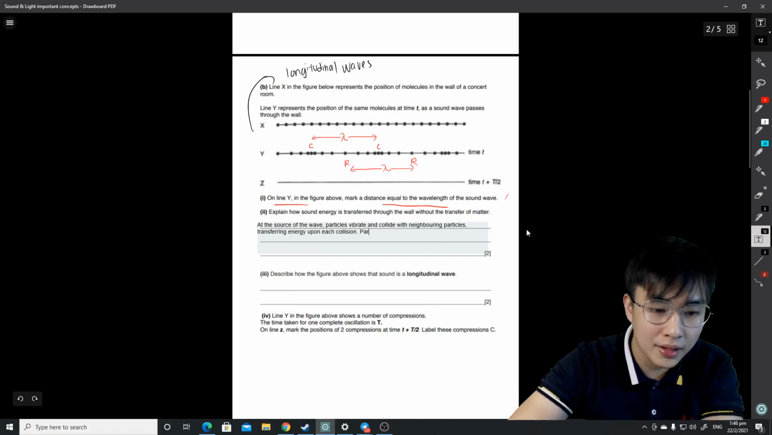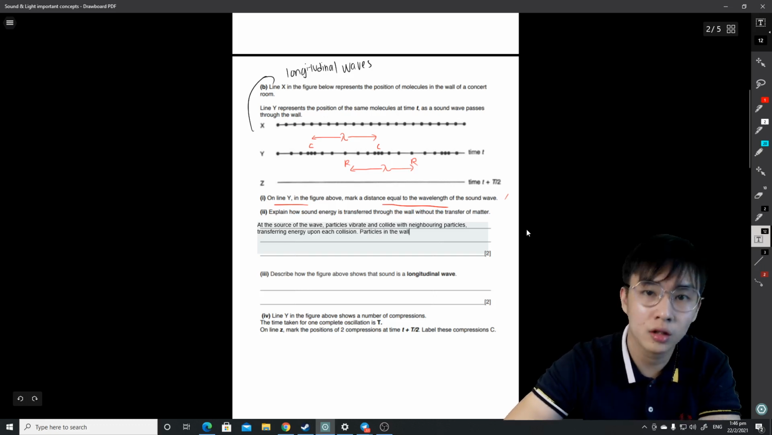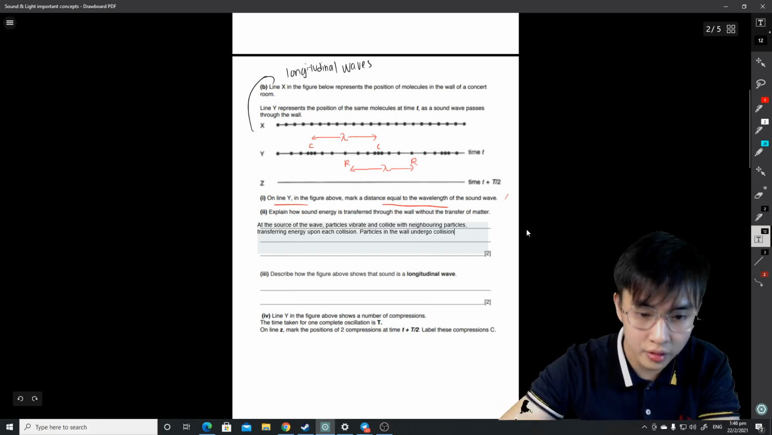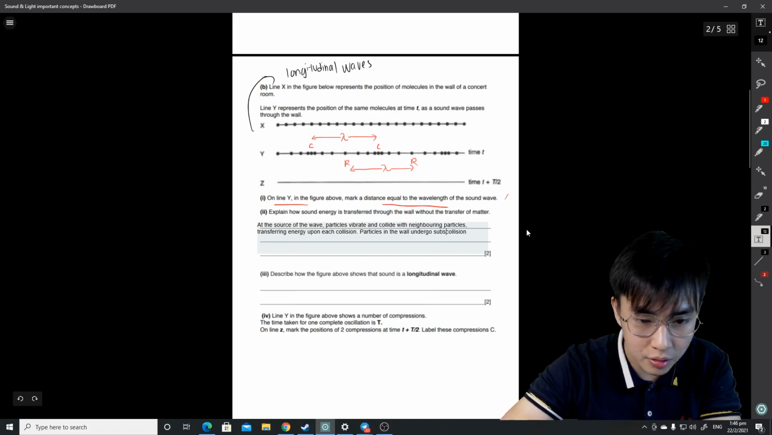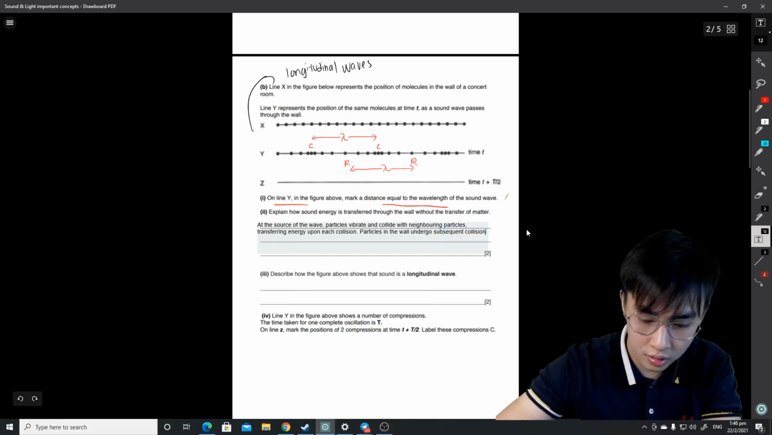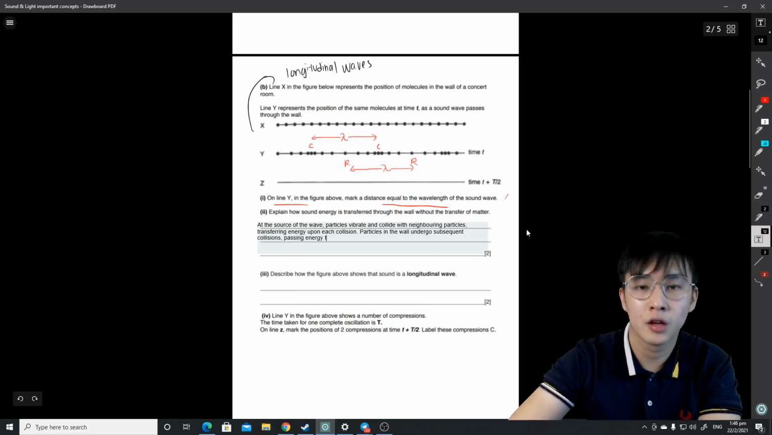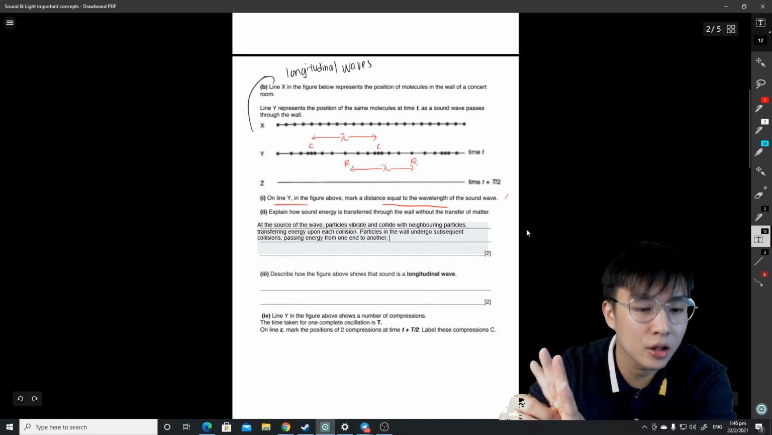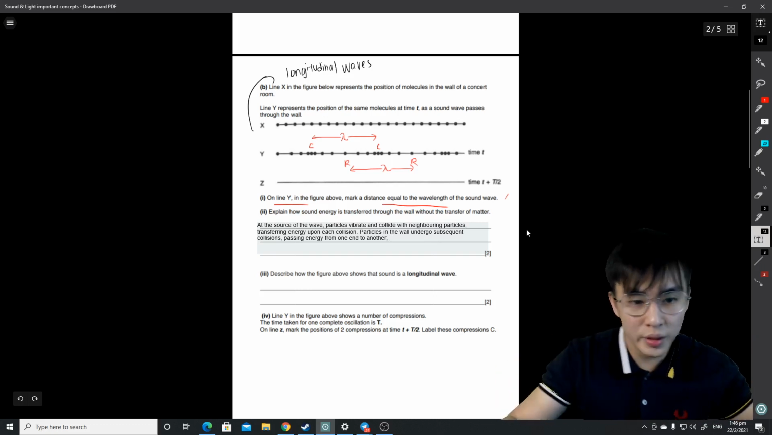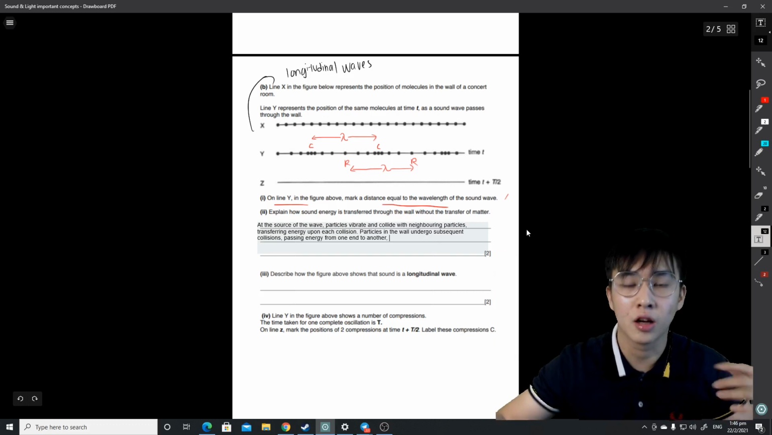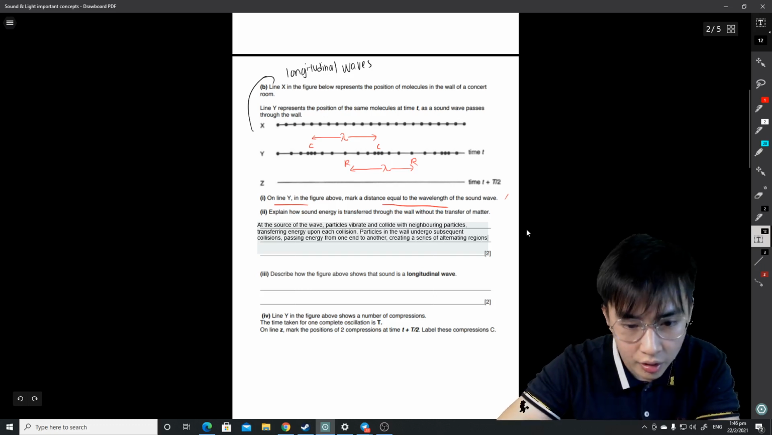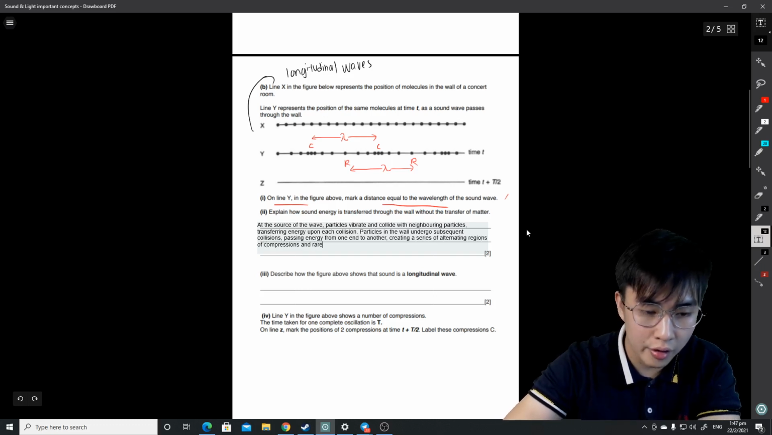So you can say that particles in the wall undergo subsequent collisions, passing energy from one end to another. And now just to be safe, every time you talk about sound waves, find a way to squeeze in the concept of rarefactions and compressions. Then you can say, creating a series of alternating regions of compressions and rarefactions.